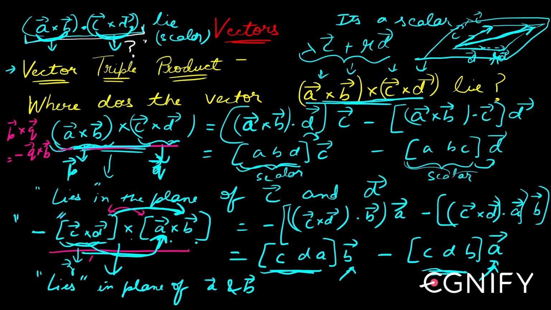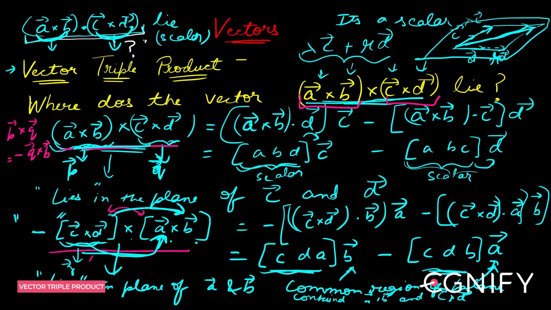It lies in the common region of plane containing A bar, B bar and C bar, D bar. Remember, they are getting this result because your A and B are together and your C and D are together here. So it lies in the common region of the plane containing AB and of the plane containing CD, right? So remember the order, remember this understanding, the way we actually evaluated this.